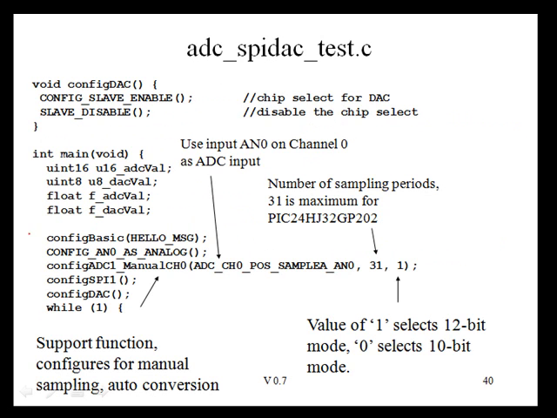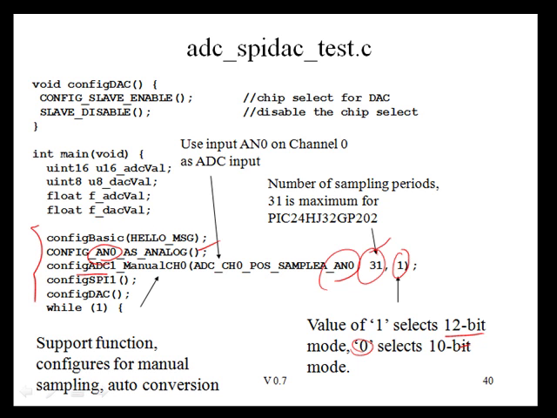So our sample code will first configure our IO functions. The first thing we're going to do is configure AN0 as an analog pin. This simply ensures that this pin is going to function as an analog pin and not as a digital pin. Then we'll do a configure of the ADC module. We'll choose AN0. We'll select 31 clocks as the maximum value for sampling the input. We'll use a 1 here for this third parameter. That will select 12-bit mode. A value 0 will select 10-bit mode.